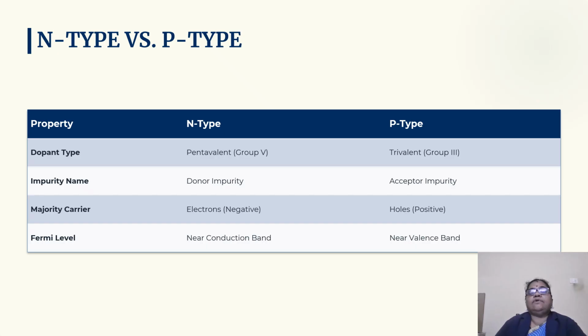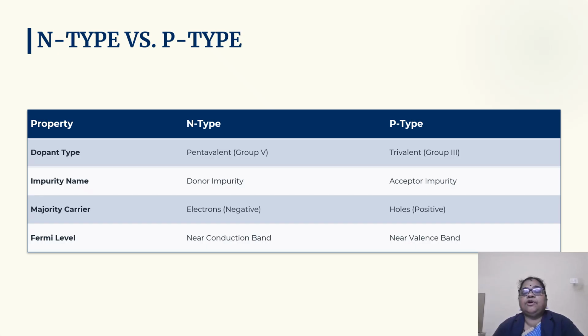So what is the main difference between n type and p type according to the dopant type? In n type we have a pentavalent impurity, in p type we have a trivalent impurity. Based on the impurity, we call it a donor impurity in n type and an acceptor impurity in p type. The majority carriers in n type are electrons, because the pentavalent impurity gives more electrons in the n type extrinsic semiconductor.